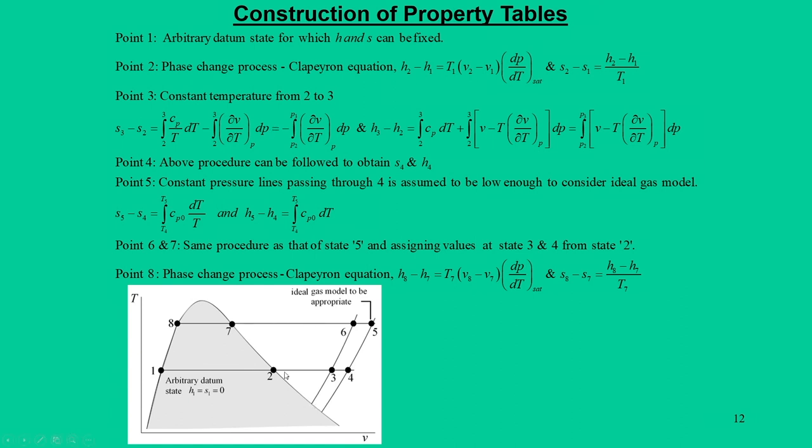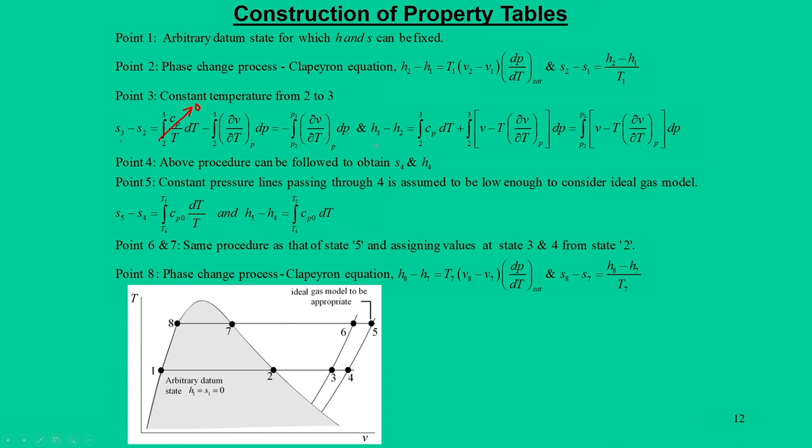Okay? So, this is when you reach point 2. Then from 2 to 3 we want to move. From 2 to 3 again it is a constant temperature line, but it is in a single phase region. So, you have to recall the equation for entropy change, S3 minus S2, which you derived in this class itself, as integral of Cp by T dT minus integral of dou V by dou T at constant P into dP. Here, since the 2 to 3 process is a constant temperature process, the first term goes to 0. So, we end up with S3 minus S2 equal to minus integral from P2 to P3 of dou V by dou T at constant P dP. That is one expression.